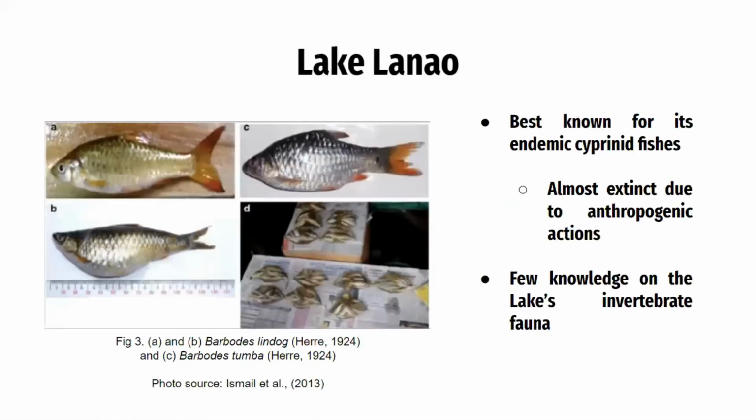Anthropogenic activities, on the other hand, threaten to wipe out the species' habitat and population. One example would be the endemic cyprinid species present.